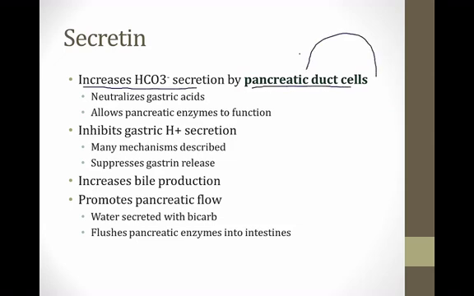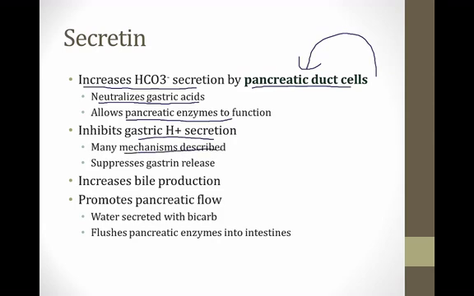I talk about how this occurs in detail in the module on exocrine pancreas function. The bicarb coming from the pancreas neutralizes acid coming from the stomach so that the pH rises in the duodenum, and this allows pancreatic enzymes to function because they don't work well at a low pH. In addition, the low pH is damaging to the small intestine. There is also evidence that secretin directly inhibits gastric acid secretion.